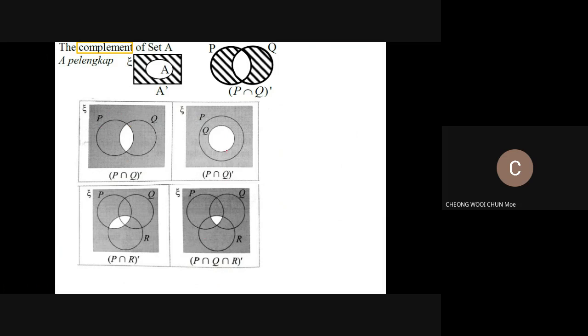P intersect Q touch together is here, complement outside. P intersect R, P and R touch together here, complement outside. Before you want the three together, you know how to see also can. P, Q, R inside the center here, complement outside.